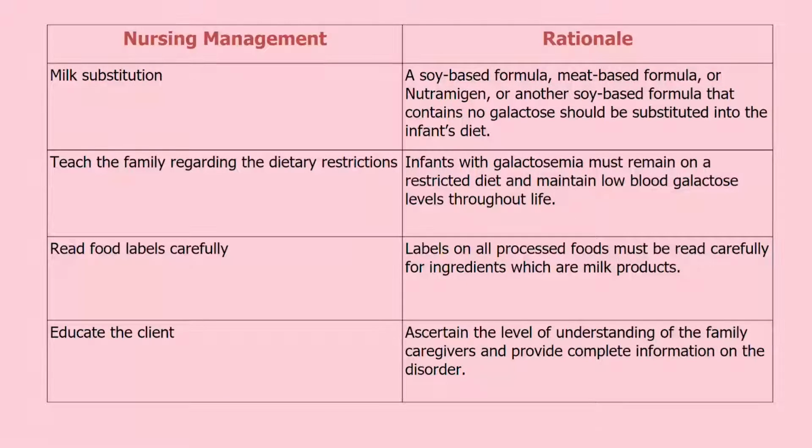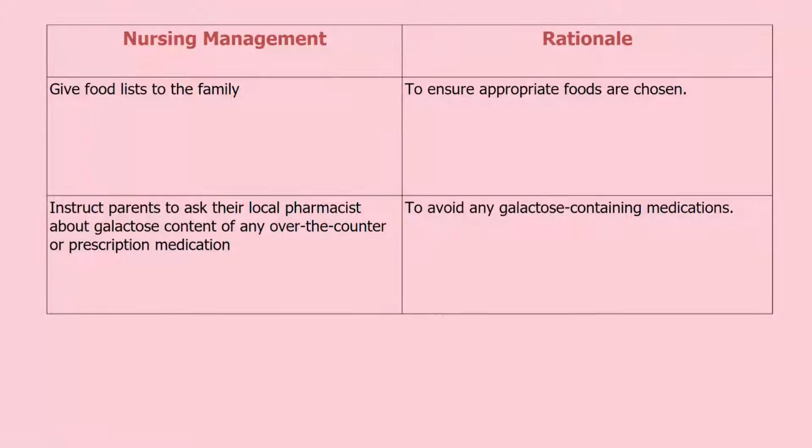For nursing management, milk substitution. A soy-based formula, meat-based formula, Nutramigen, or other formula that contains no galactose should be substituted into the infant's diet. And also teach the family regarding the dietary restrictions. Infants with galactosemia must remain on a restricted diet and maintain low blood galactose levels throughout life. Read food labels carefully. Labels on all processed foods must be read carefully for ingredients which are milk products. Educate the client. Ascertain the level of understanding of the family and caregivers, and provide complete information on the disorder. Give a food list to the family to ensure appropriate foods are chosen. Instruct parents to ask their local pharmacist about the galactose content of any over-the-counter or prescription medication to avoid any galactose-containing medications.